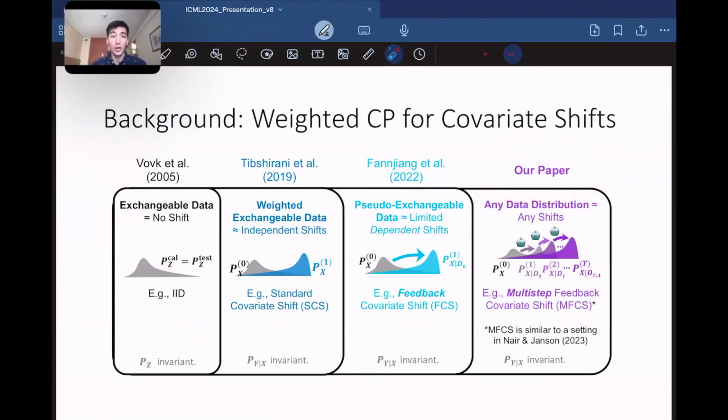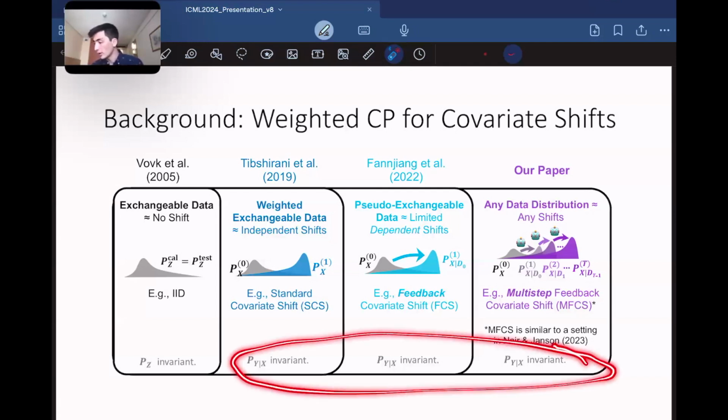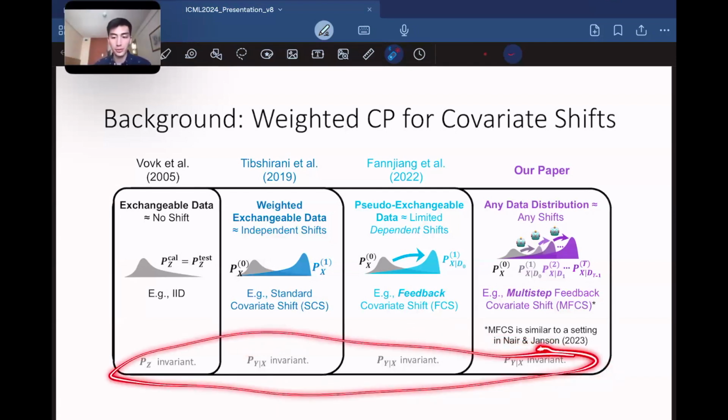For our paper, we look even more generally at how conformal prediction could, in theory, extend to any data distribution, so theoretically any distribution shift. We specifically look at what we're calling the multi-step feedback covariate shift setting, or MFCS, and this characterizes important use cases for AI agents that we'll go into, where we have these feedback shifts. I'll note that MFCS is similar to a setting in Nair and Jansen 2023, and I encourage you to look at their work too. All of these are still assuming y given x is invariant.